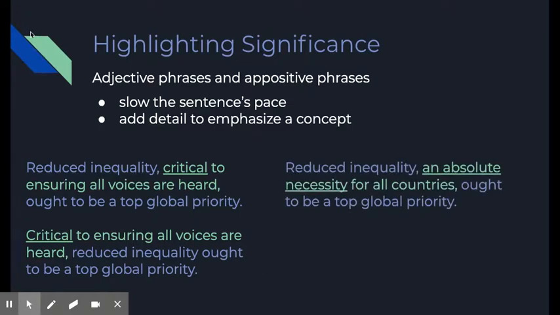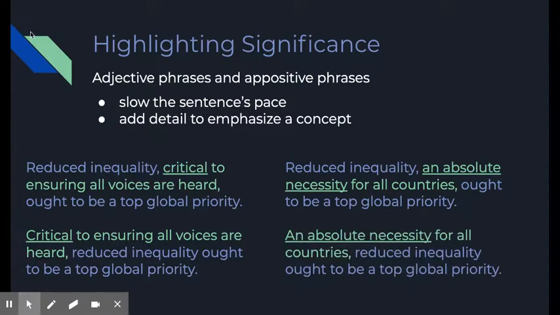And then I also gave you appositive phrases. Again, same meaning. So: reduced inequality, an absolute necessity for all countries, ought to be a top global priority, right? Here I have renamed reduced inequality an absolute necessity, thus making that an appositive phrase. And then I just gave you that last example where I used my appositive phrase as the introductory phrase by putting that first.